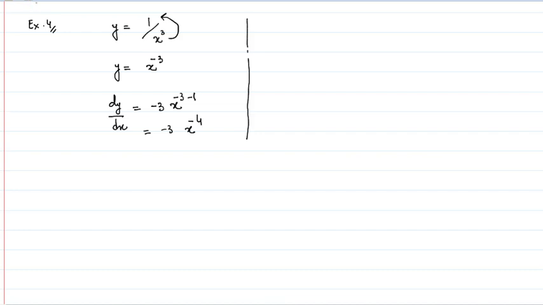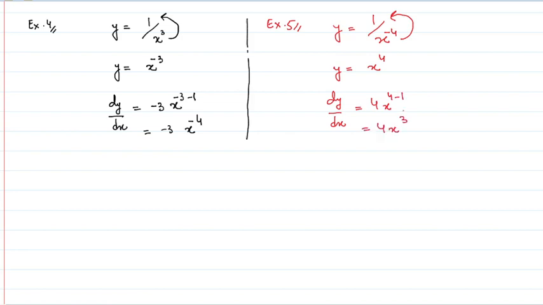Now we will take one more example, example number 5. Suppose y is equal to 1 upon x raised power minus 4. Okay, so what you will do, you will first change it into y is equal to x raised power n form. That means if you take this to the numerator, this will become plus, x raised power 4. So dy by dx will be equal to 4x raised power 4 minus 1. So it will be 4x cube.